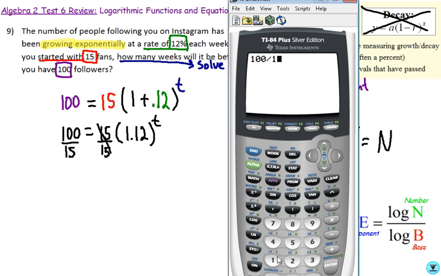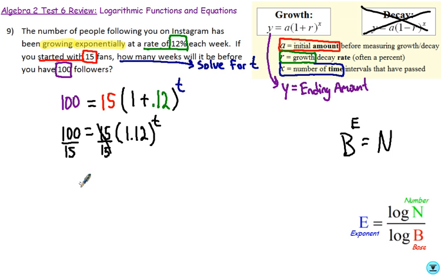Now, if we do 100 divided by 15, we end up getting 6.6 repeating, or at least 6.7. Since it came out to a nasty decimal and didn't divide evenly, I'm just going to leave that as a fraction because I don't want to round too early and throw off my problem a little bit. So I'm going to leave that as a fraction, 100 divided by 15, and wait until we throw it in the calculator and let the calculator sort it all out. So 1.12 to the what power makes 100 over 15?